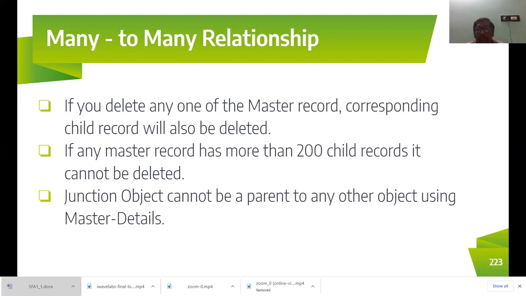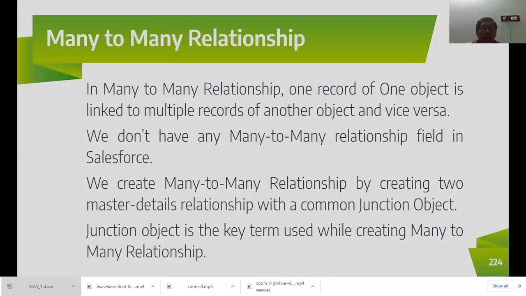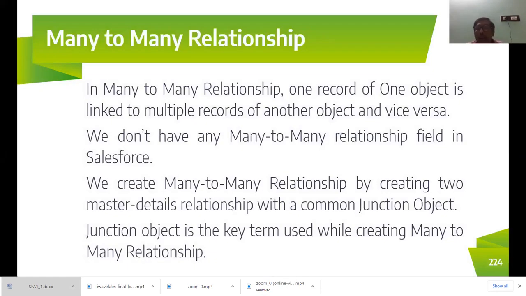A junction object cannot be a parent to any other object. For branch and for courses, we have student as a junction object. This junction object cannot act as a primary master object to some other child object. This is not possible. Got it? So in a many-to-many relationship, one record of one object is linked to multiple records of another object and vice versa.